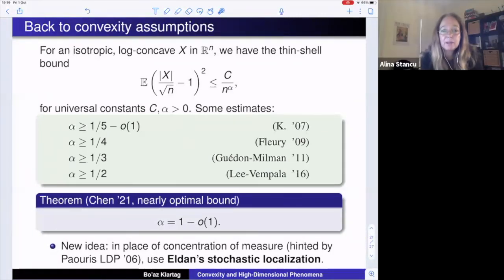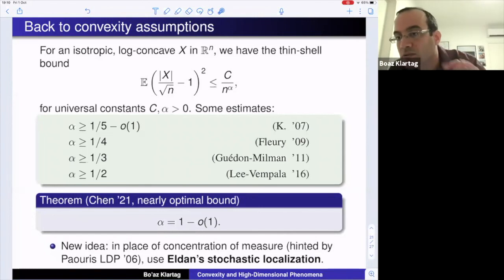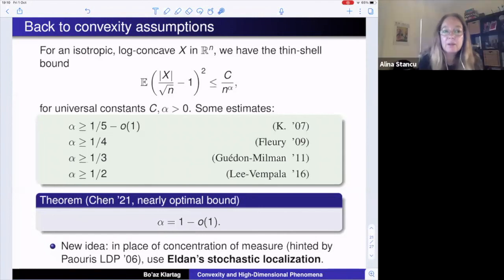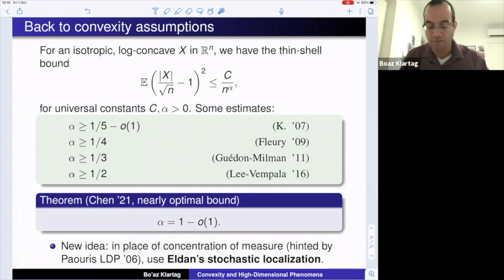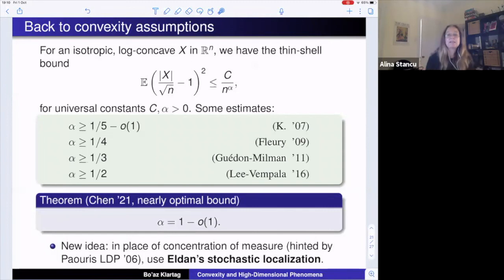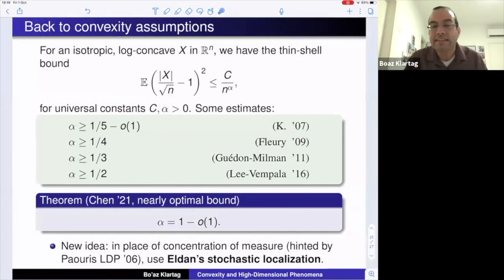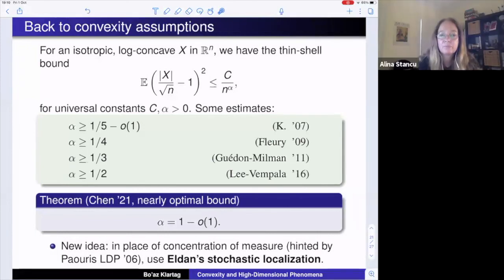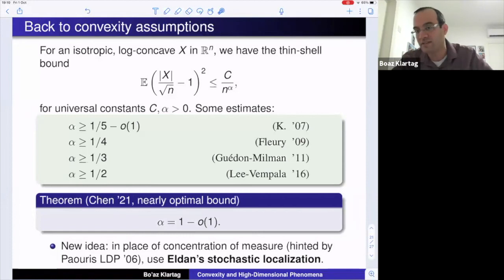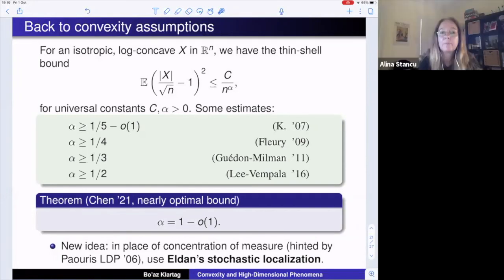For now, if you don't assume isotropicity, what is the value of alpha? If you add on the right hand side the Hilbert-Schmidt norm of the covariance matrix, you get the same estimate. I understand now. If you don't put anything there, then alpha is 0. You could have a body that is basically uniform on a segment in high dimensions, and there's no thin shell or anything, right?